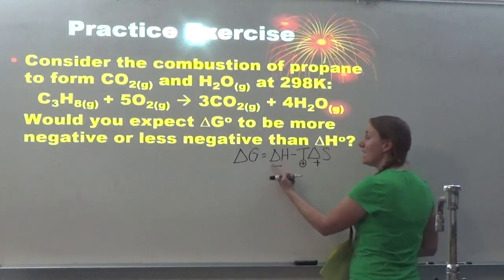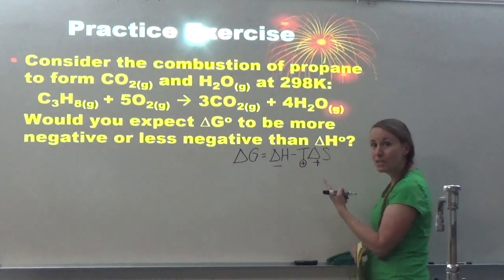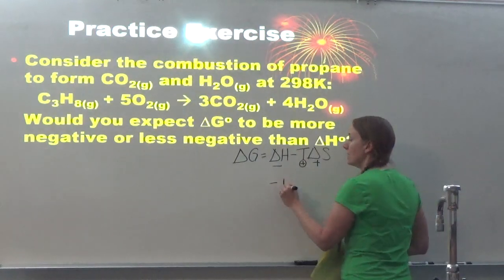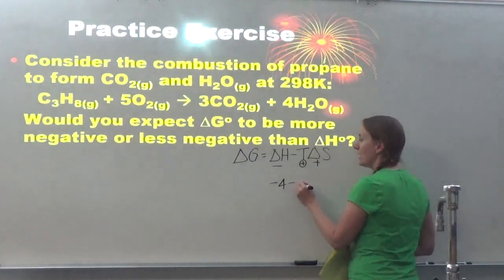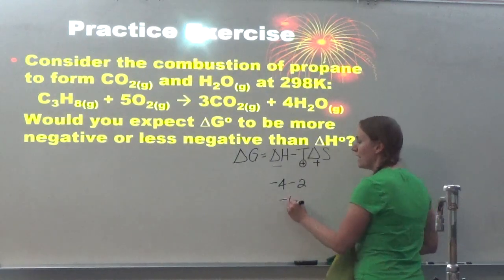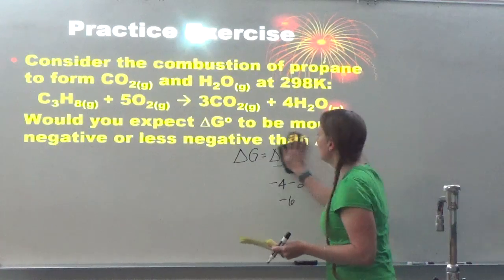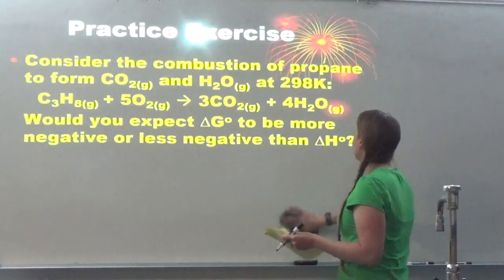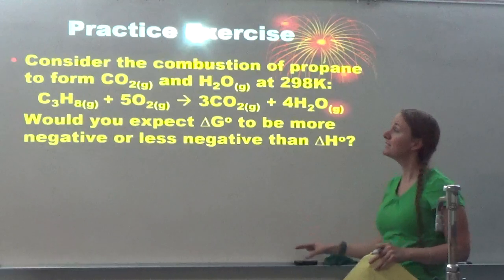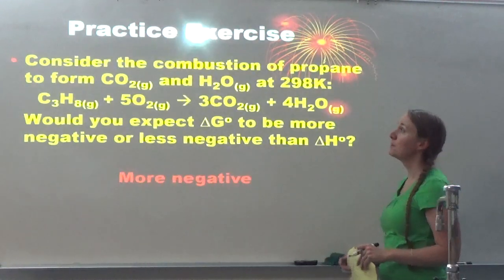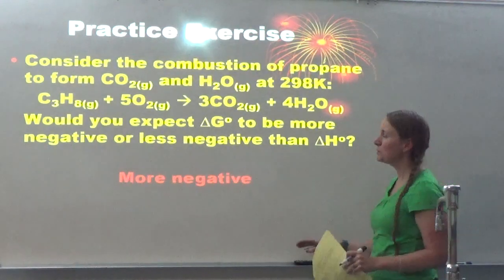So if I have a negative number and I subtract another number from it, so think of it like this. I have negative 4 and I subtract 2, that becomes more negative. Okay, so in this case, delta G would be more negative because that entropy is positive, because we're going from 6 moles of gas to 7 moles of gas. But here it didn't ask me to explain, so I just put more negative.